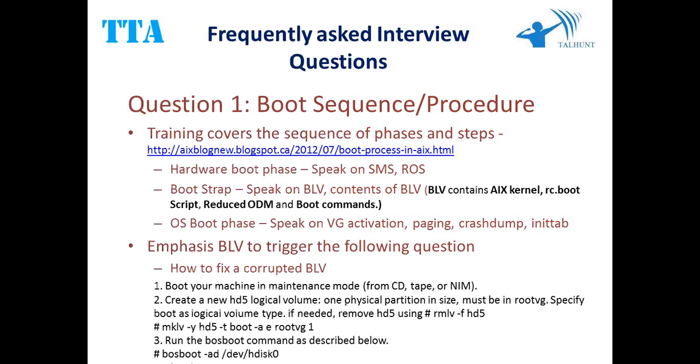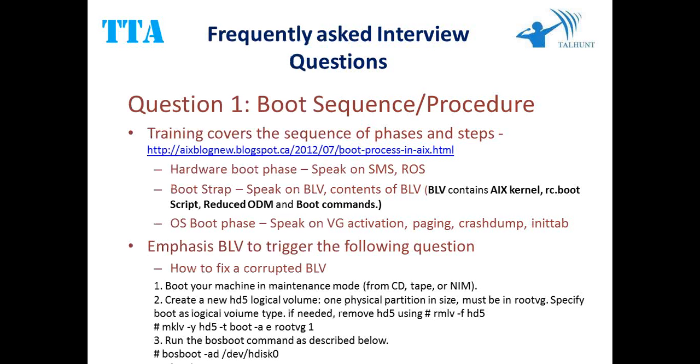You need to create a new hd5 volume if that is corrupted, and you have to specify the logical volume type. If there is an hd5 already existing in the system which is corrupted, you need to remove it using the rmlv command, and primarily you need to use -f to forcefully remove that logical volume.